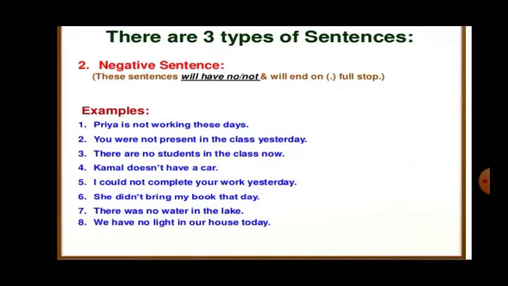Kamal does not have a car. I could not complete your work yesterday. She did not bring my book that day. There was no water in the lake. We have no light in our house today. So, children, you have marked that after the auxiliary verbs, that is, are, were, does, could, we have put not or no to make negative sentences.